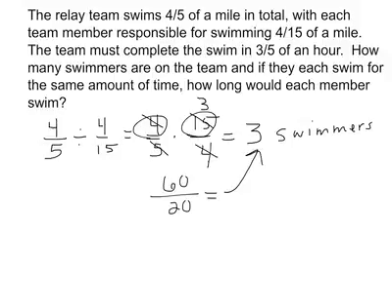The second part of the question asks, how long would each member swim? Well, in this case, the total is 3/5 of an hour. So if we take the 3/5 of an hour and we divide it by 3 swimmers, we can find out how much time each one had to swim. So in this case, we're not going to divide by the 3, we're going to multiply by 1/3.